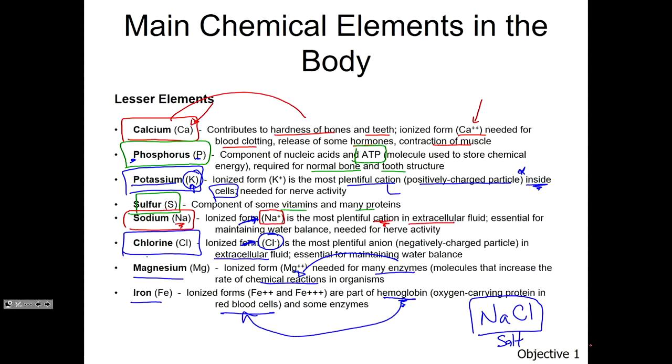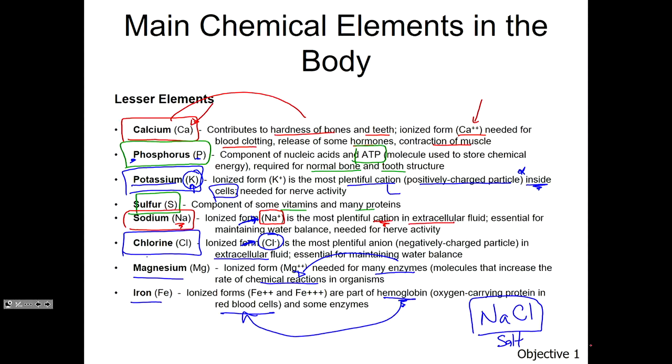In fact, you've heard of people who are iron deficient. What's the diagnosis we give them? Iron deficiency anemia, meaning they don't have enough red blood cells. They can't carry oxygen well enough because they don't have enough iron. Okay, we okay on that?